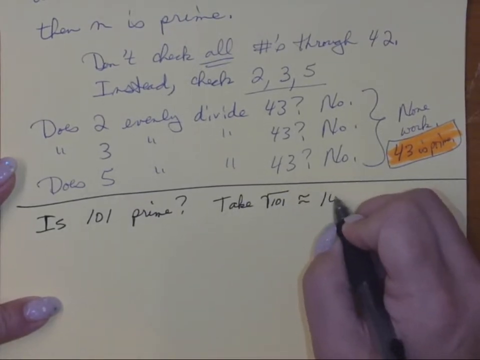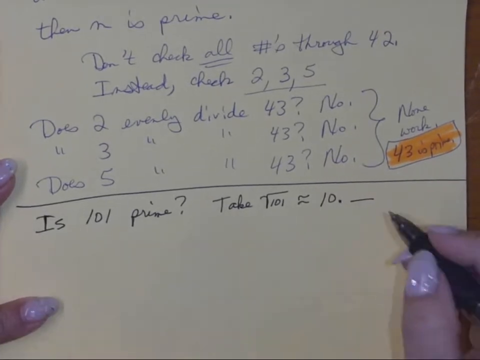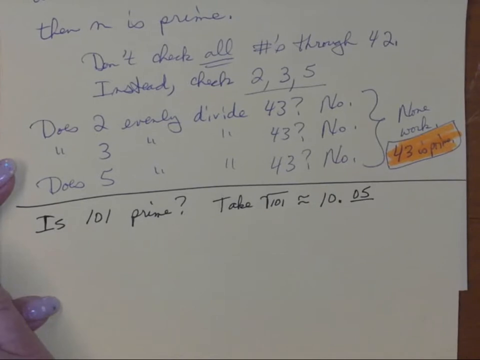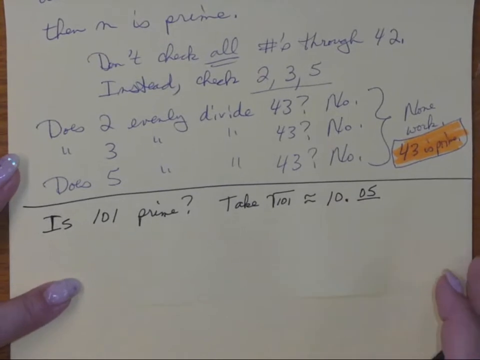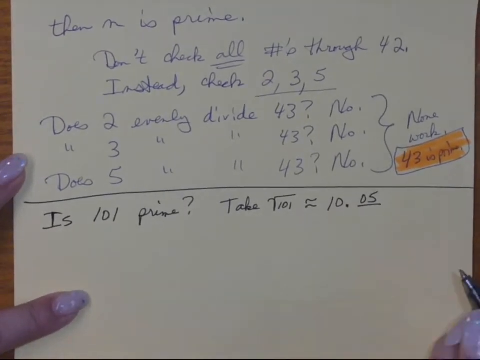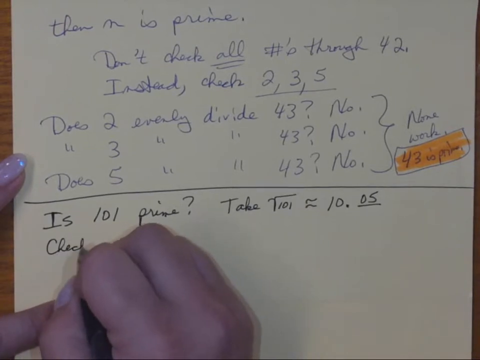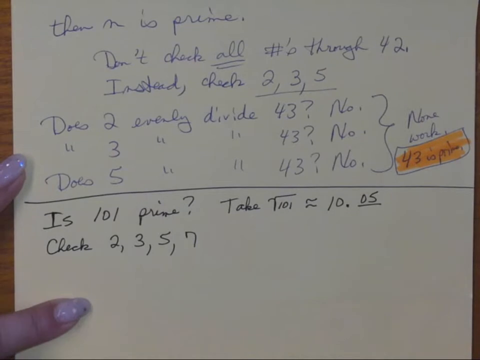I don't know what that is. I know it's 10 point some stuff, right? Actually I do know what it is. I wrote it down earlier, 10.05. So what prime numbers do I need to check? Everything that's less than or equal to 10, well 10's not prime, so I need to check 2, 3, 5, and 7. So I'm going to leave it up to you guys to check 2, 3, 5, and 7.